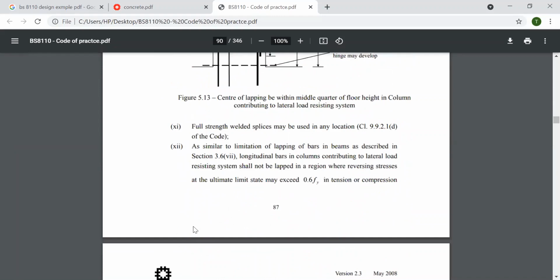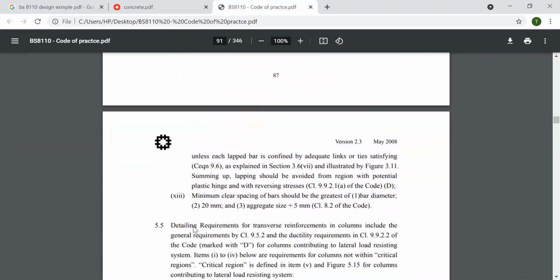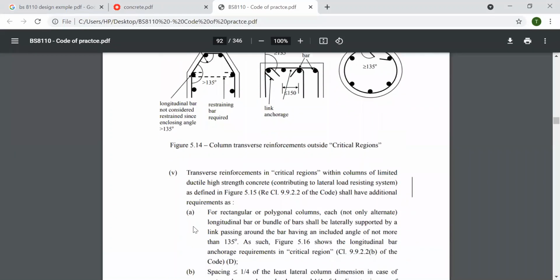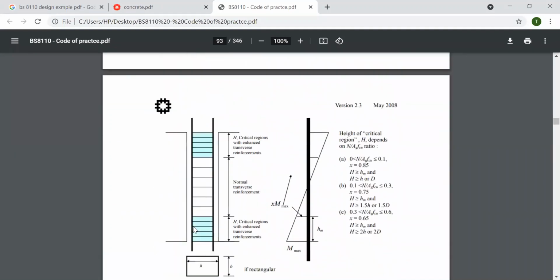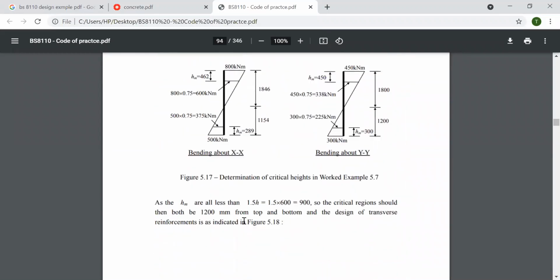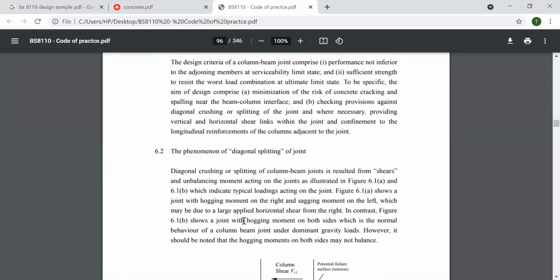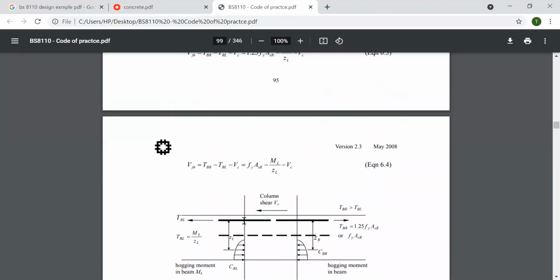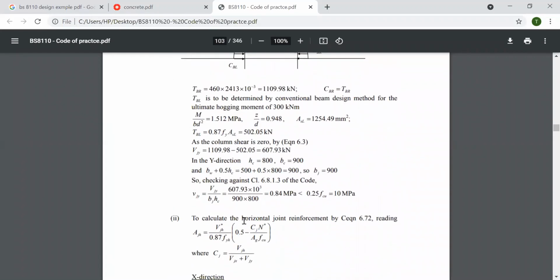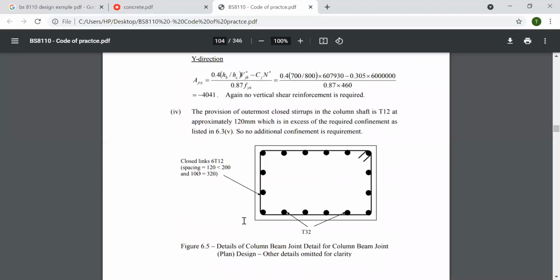This is also a design. This is also the critical regions reinforcement enhancement with the shear links. But anyway, you don't need to do that at all in your calculation. I will avoid these column beam joints, which you can read and understand, but not much important at this stage.